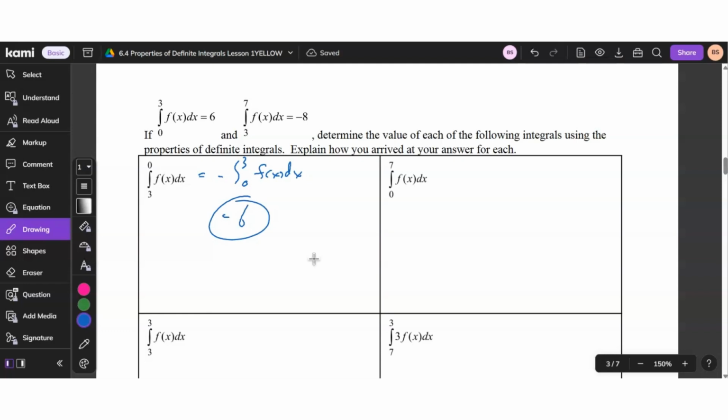Now, if it's going from 0 to 7, just like we said, 3 would be in between that, so we can put the two of them together. This is the same as the integral from 0 to 3 of f(x) dx plus the integral from 3 to 7 of f(x) dx. The integral from 0 to 3 is 6, and the integral from 3 to 7 is negative 8. So if we add those two things together, we get negative 2.